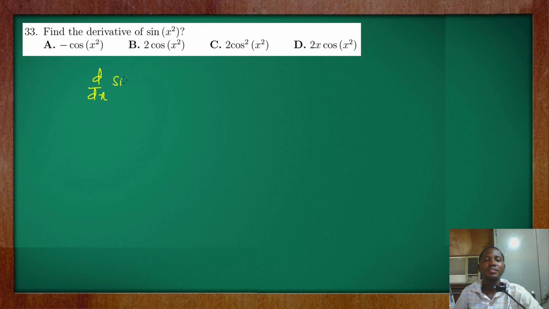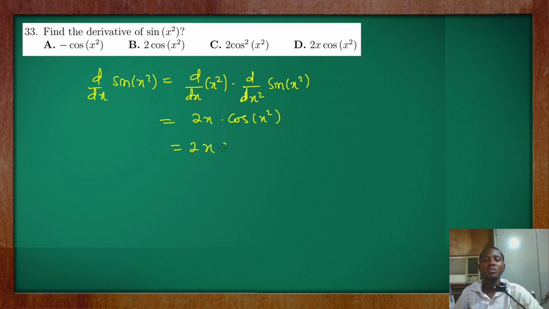d/dx of sine x squared. By chain rule, you know that this is d/dx of x squared multiplied by d/d(x squared) of sine x squared. It's just like making our x squared our u. Now here we are going to have 2x multiplied by, if you differentiate sine x, we have cos x with respect to x squared. That means we have cos x squared. So we have 2x cos x squared as our final answer. So the correct option to this question is what? Option D.